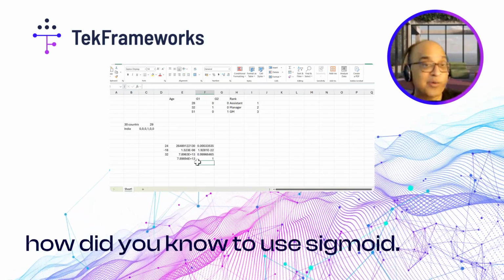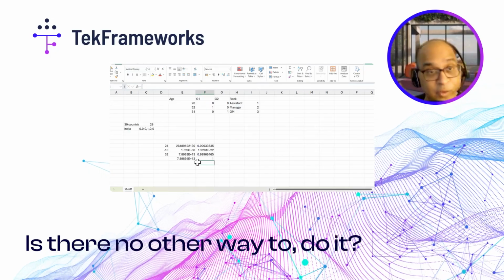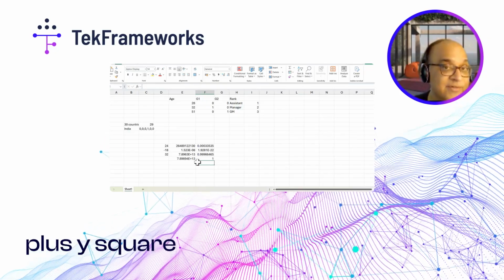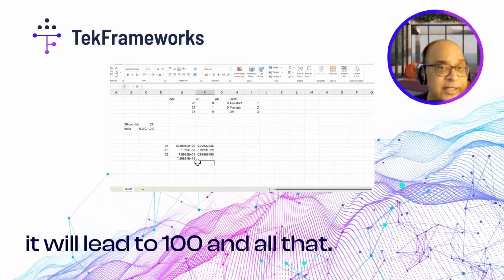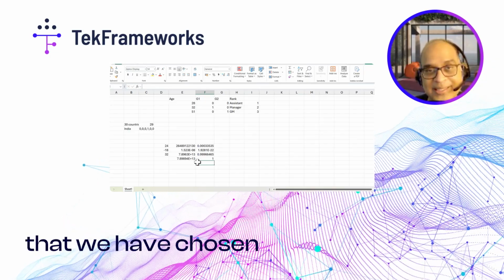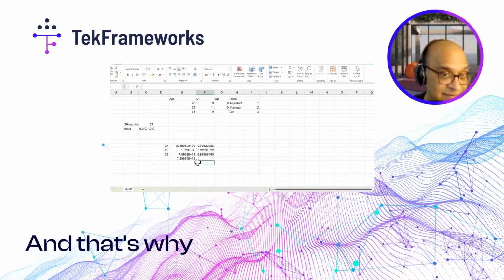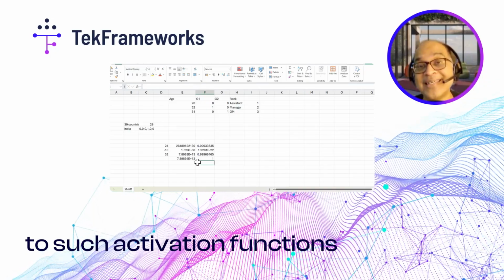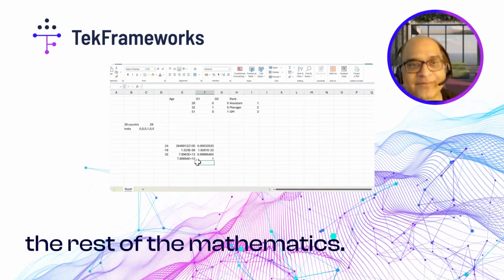Again, you may ask, how did you know to use sigmoid? How did you know to use tanh? Why only softmax? Is there no other way to do it? Of course, instead of e power x, I could have taken x squared divided by x squared plus y squared plus z squared. That also leads to 100 and all that. But it turns out that the functions that we have chosen have very nice and simple gradients, slopes, derivatives. And that's why we are preferentially choosing them. So I'm sort of cheating. I'm introducing you to such activation functions which have very nice properties and derivatives. And that helps in doing the rest of the mathematics.